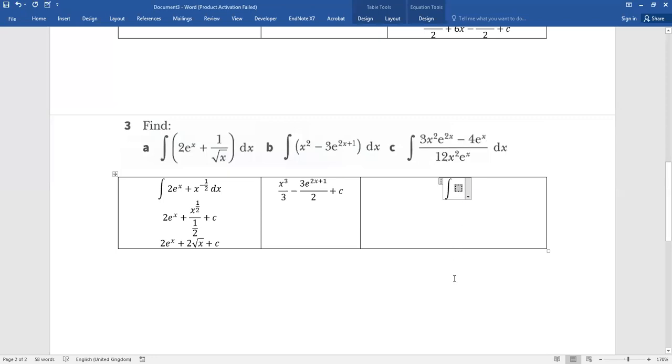Okay, what are we doing in part C? First, we intend to write everything separately.